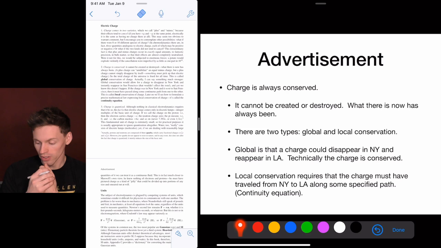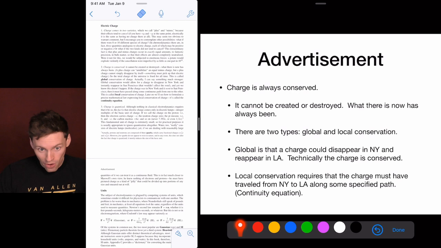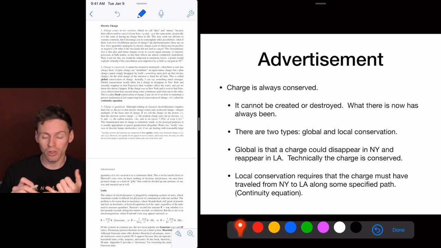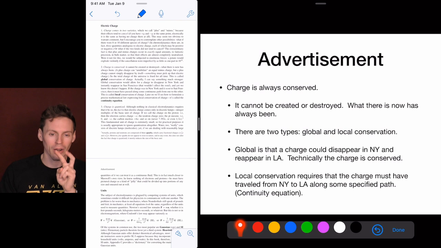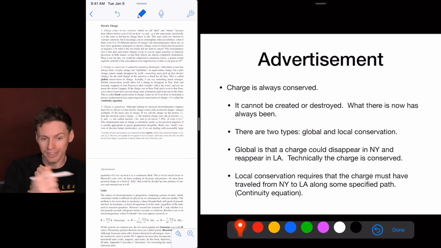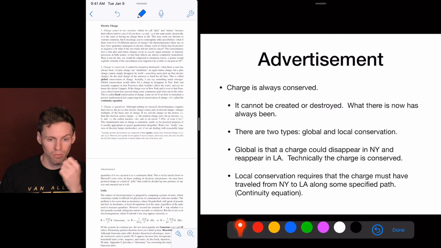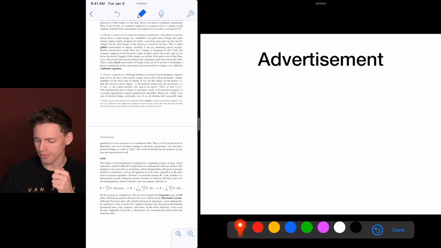Charge is also always conserved. It cannot be created or destroyed. What there is right now has always been. There are two types of conservation, global and local. Global conservation is the principle that you could take a plus charge out of New York and have it reappear in L.A. So you took one away and put it here, but there was always plus one plus charge moving around. That's global conservation. We generally require both in E&M, global and local. Local conservation requires that the charge couldn't just disappear and reappear. It would have to move from one spot to another. And the way you conserve charge from one point to another point is using something called a continuity equation, and we will study that at some point.